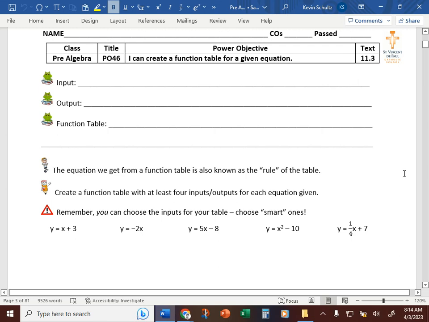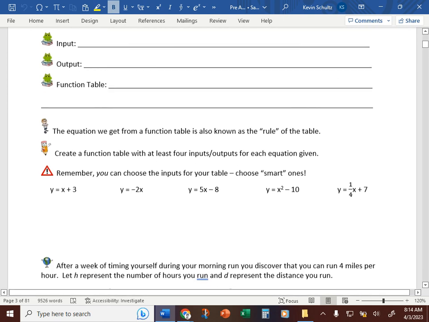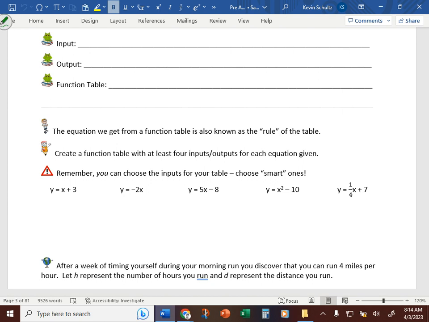And good day, pre-algebra. We are starting book number 3 with PO46, creating a function table for a given equation. And so you see a whole bunch of equations down here. Y equals x plus 3, y equals negative 2x, y equals 5x minus 8, and so forth. What we're interested in doing, and we'll get back to the definitions just a bit here, is we're going to make a function table, also called an input-output table, which ultimately is going to give us solutions to the equations.